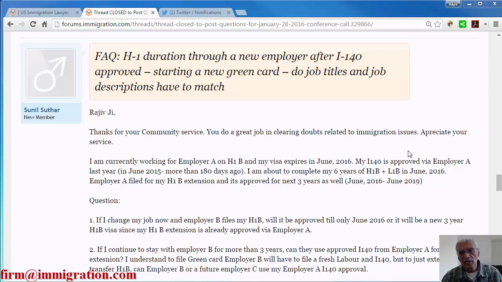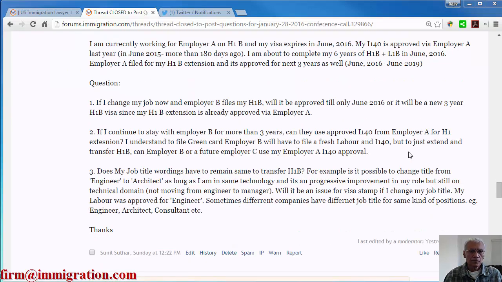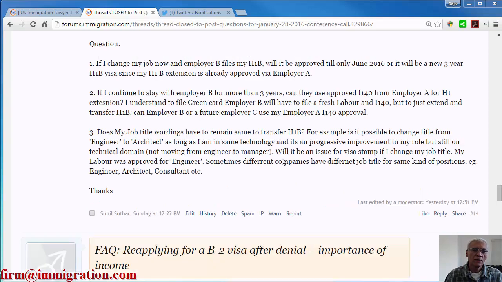Let me go to your questions and make sure I have answered all of them. I already answered the first question, how long will I get my H1B for? If I continue to stay with employer B for more than 3 years, can they use the approved I-140 from employer A for H1 extension? Yes. Under the current regulations, if the I-140 is not revoked, it can be used by any employer at any time for ongoing extensions.